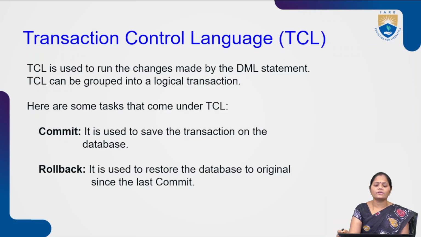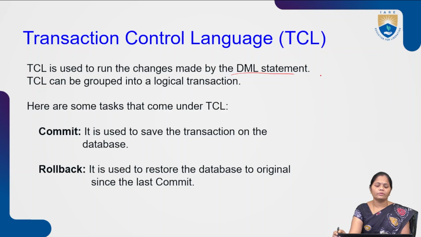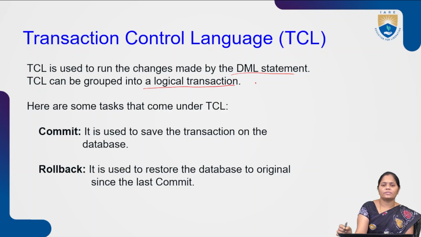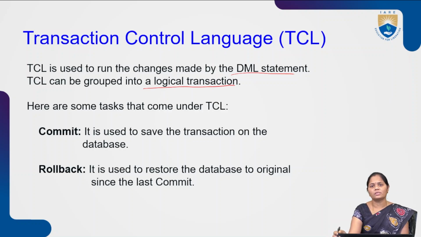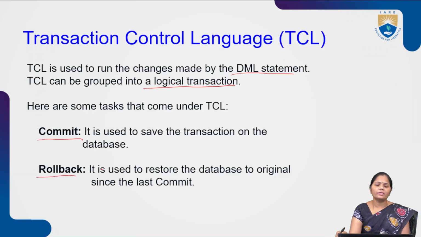Next is transaction control language. Here a set of operations we can call a transaction. So TCL is used to manage the changes made by DML statements. TCL statements can be grouped into a logical transaction. Means up to which part we want to commit or up to which portion of the database we want to roll back. Under this TCL, the two basic commands used are commit and rollback.